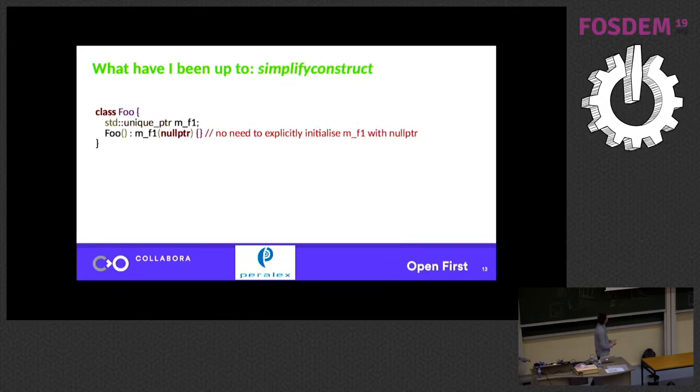Simplify construct was effectively a cut-down version of a Clang tidy check. There's already an existing Clang tidy check that does something quite similar, but it tends to be a lot more aggressive. So I implemented just the simplest case where we have things like unique_ptr and other things that take a null pointer and don't need to, since they have default constructors already, so there's no need to do that.